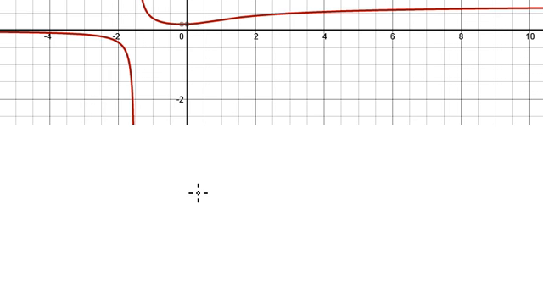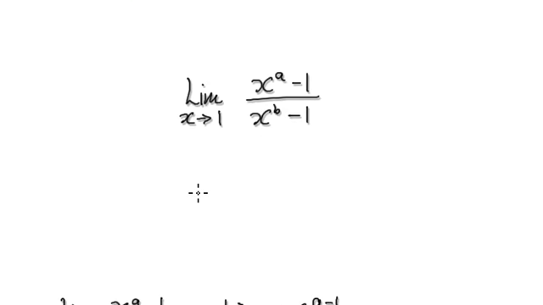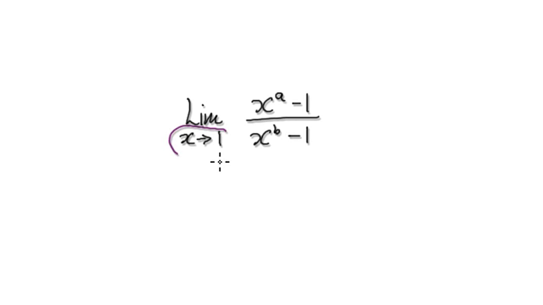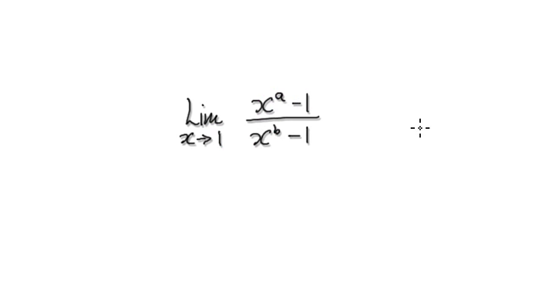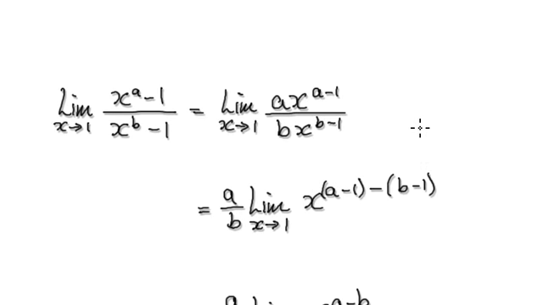Okay, next one. So find the limit of this as x tends to 1. So a and b are constants. Okay, so press pause and have a go. Okay, so to do this, as x tends to 1, this thing here is going to be 1, and then you take away 1. So here you're going to have 0 over 0. So you can apply L'Hopital's rule.